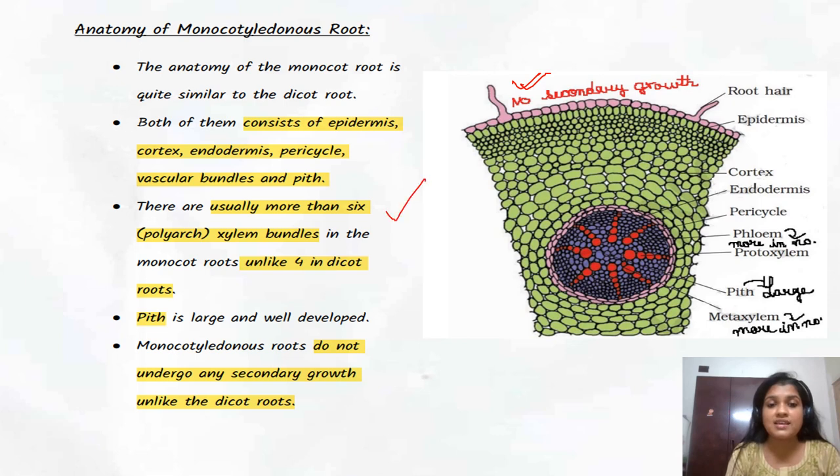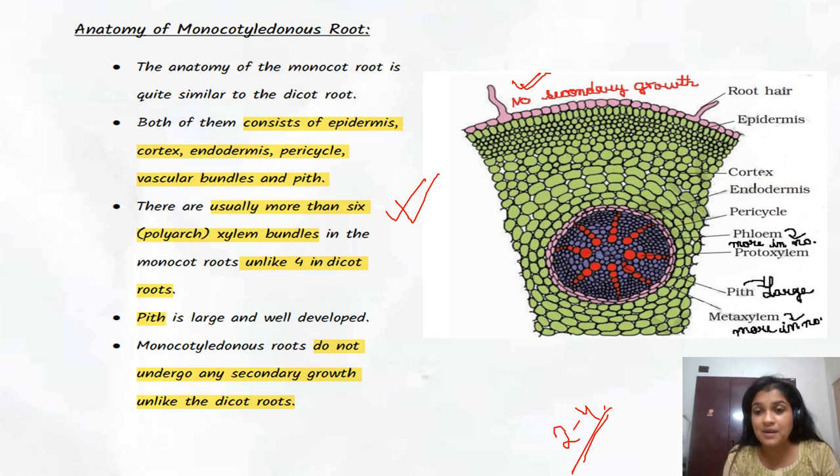And usually there are around 6 or more than 6 xylem bundles. See? Rather than 2 to 4 in the dicot. Here there are more xylem bundles. Correct? In dicot there were only 4. Here there are 6 to 7. So this is another difference. Okay?